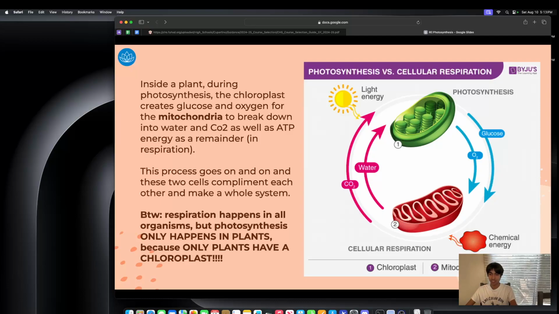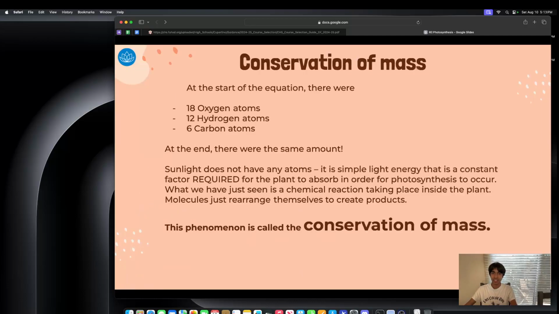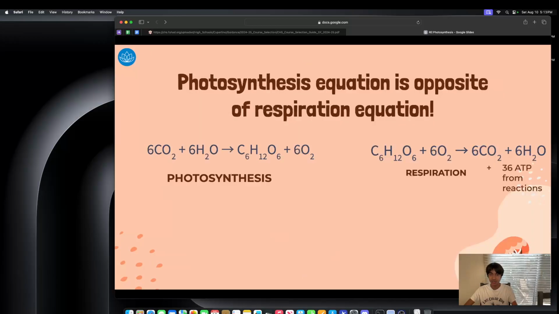It's only plants, right? And then, at the start of the equation, there were 18 oxygen atoms, 12 hydrogen atoms, and 6 carbon atoms. And at the end, there were the same amount. See, in these two equations.